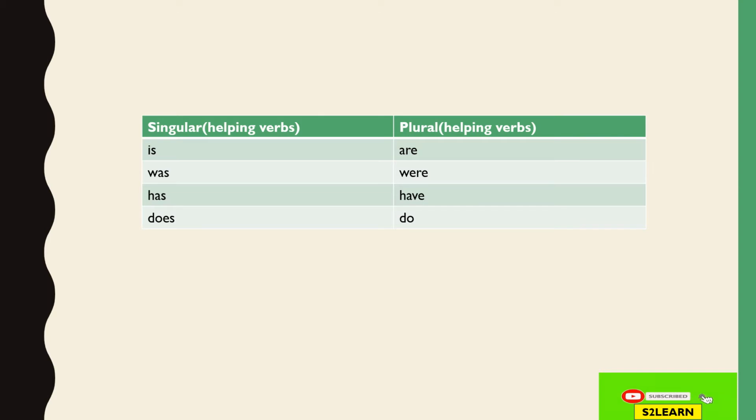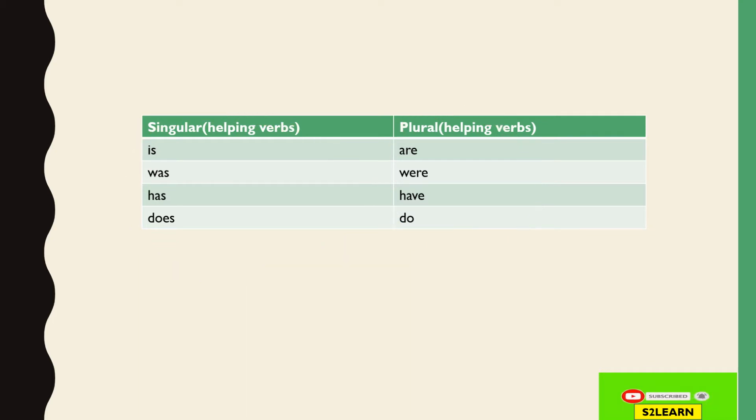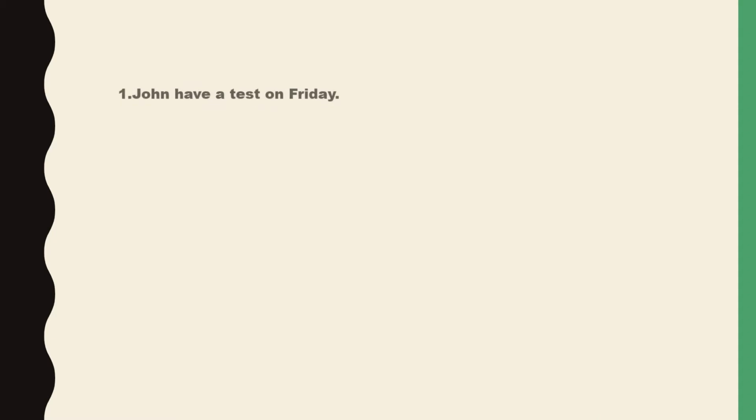So first you can see a table of the helping verbs. Now these helping verbs you can find in your sentences. If the subject is singular, the helping verbs are is, was, has, does, and if the subject is plural, the helping verbs are are, were, have, do. So you have to just keep this table in your mind, because this will really help you in spotting an error in the sentence. Now moving to our first question.